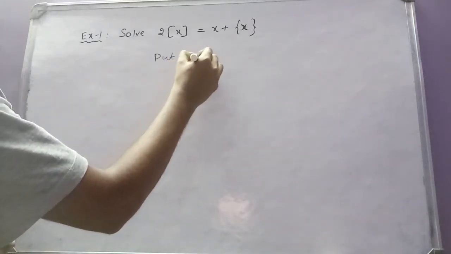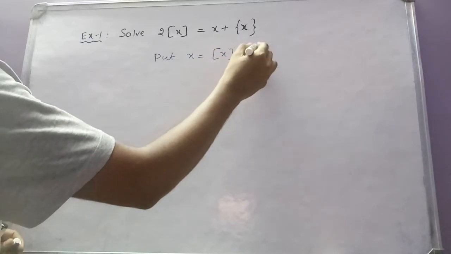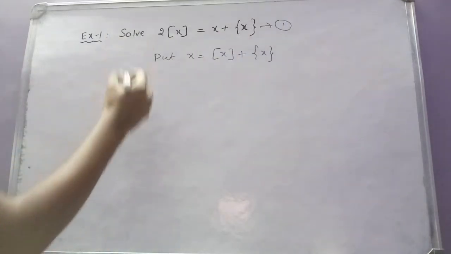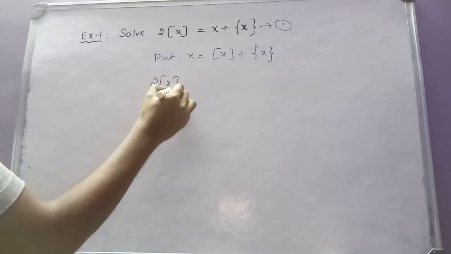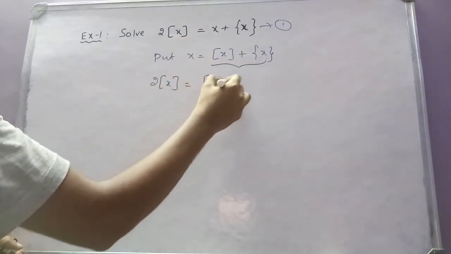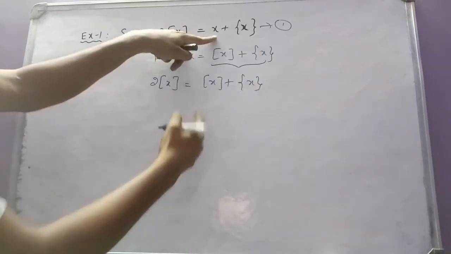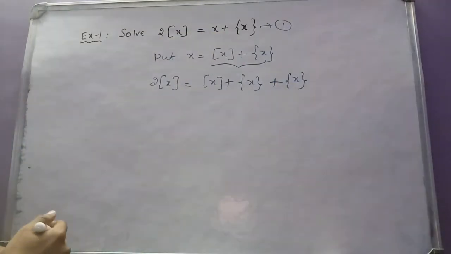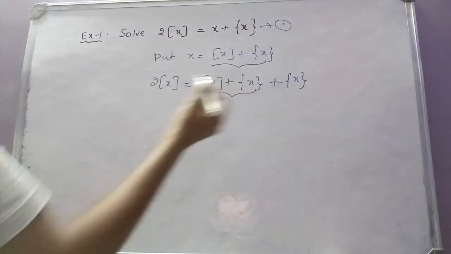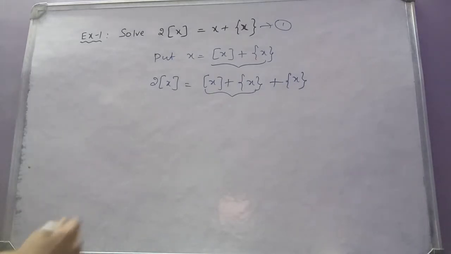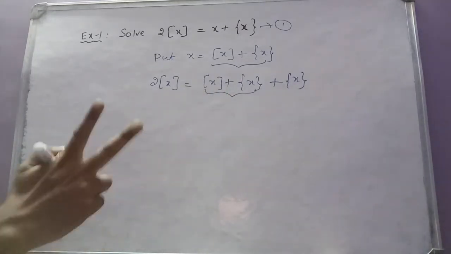So put x is equal to floor of x plus fractional part of x in the first equation. So then what happens? We get 2 into floor of x as it is. In place of x, I'll write this floor of x plus fractional part of x, plus fractional part of x as it is. So first, x is written as floor of x plus fractional part of x. x is eliminated. Now the equation contains only 2 things.